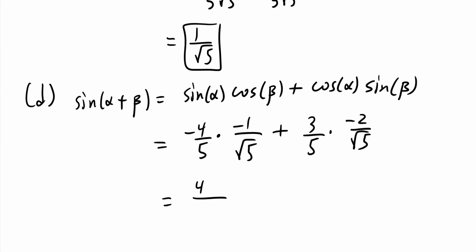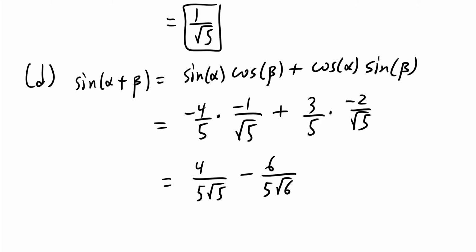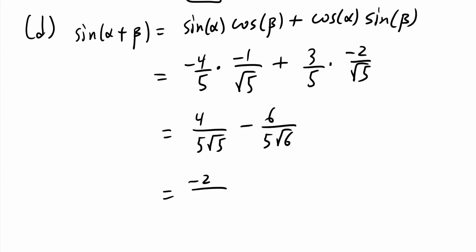So that's 4 over 5 square root of 5 minus 6 over 5 square root of 5. That gives us -2 over 5 square root of 5. You can either leave it like this or rationalize.